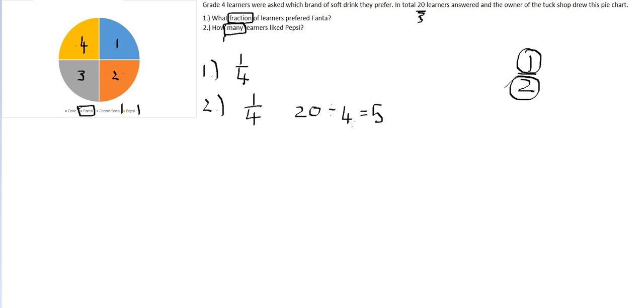How many pieces of the pie do we have? We've got 1 piece of the pie. So we have to times that by 1. 5 times 1, 5 fingers, 1 finger counting in 5s is 5. And that's our final answer. So now we know that 5 learners preferred Pepsi.